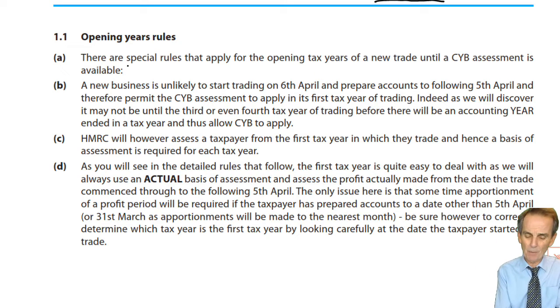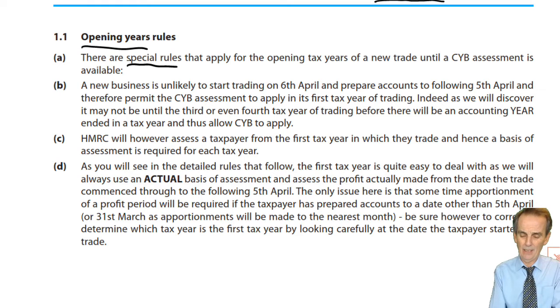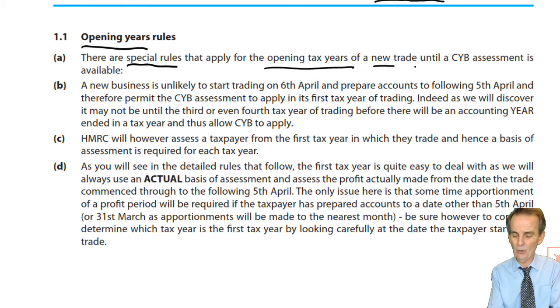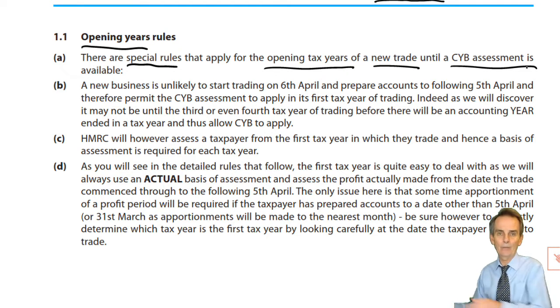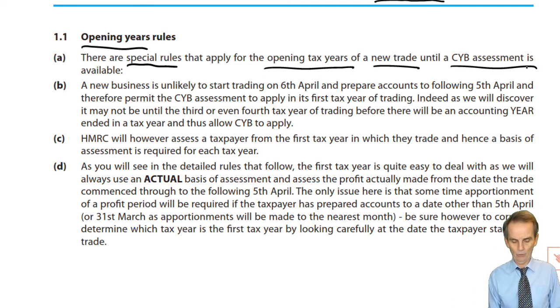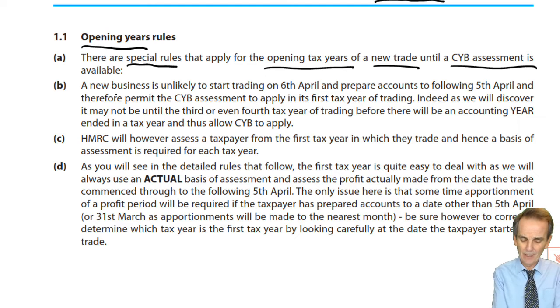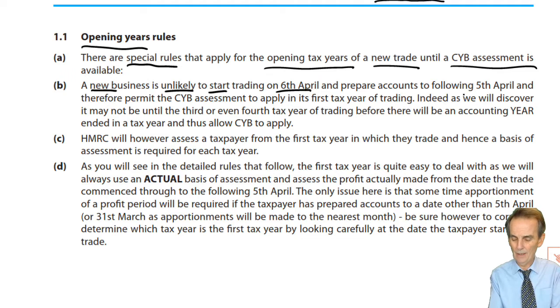Okay, so one of these special rules applies in opening years: the opening tax years of a new trade, until we get CYB assessment available. As soon as it is available, we will use that, and we'll use it continuously through to the end of the life of that business, and we then run into whatever the closing year rules are. As we've just said, a new business is very unlikely to start trading on the 6th of April and prepare accounts through to the following 5th of April, thus allowing CYB to operate from the first tax year onwards.